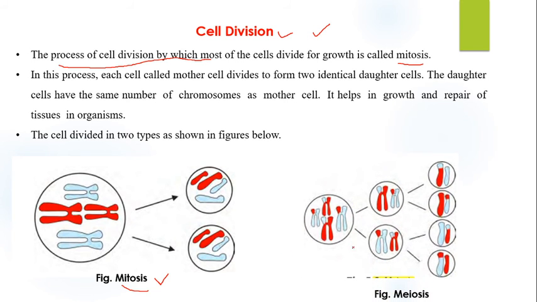While in the case of meiosis, you can see here, this is a parent cell. First it forms two cells, after that it forms four cells. So what is the difference between mitosis and meiosis? In mitosis there is formation of two cells from one parent cell, while in meiosis there is formation of four cells. But these four cells are not similar to each other.